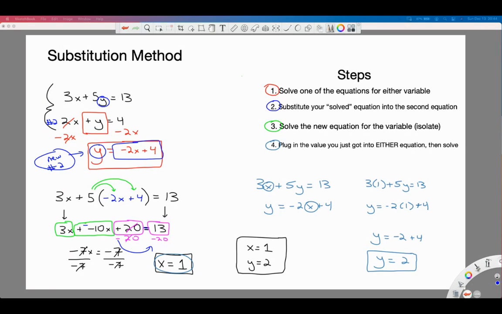Now, I hope that video helps you guys out with this method. There were 2 examples there, and there will be more to come. However, once you really master these 4 steps on the screen, you can fly through a couple of these problems here. So do your best with these.